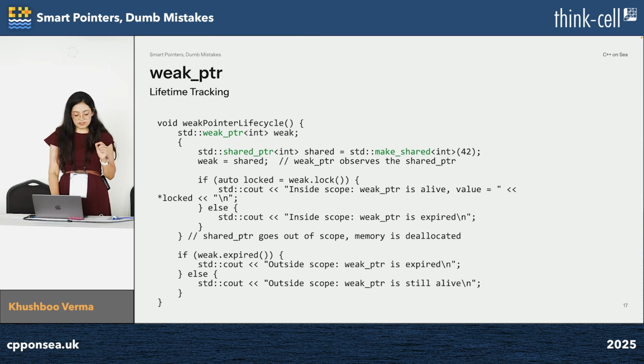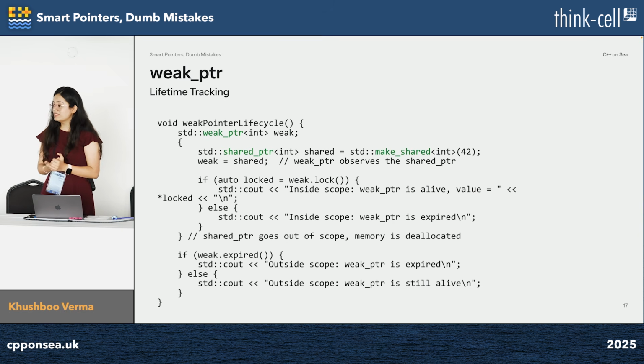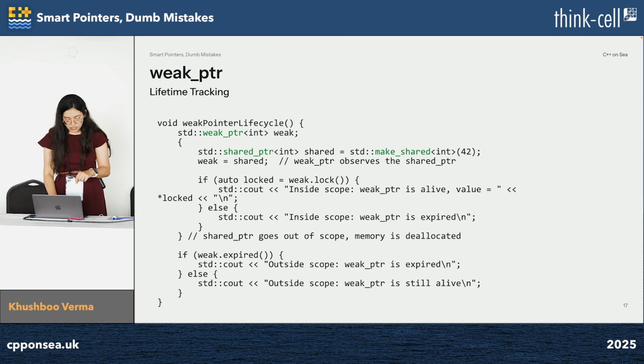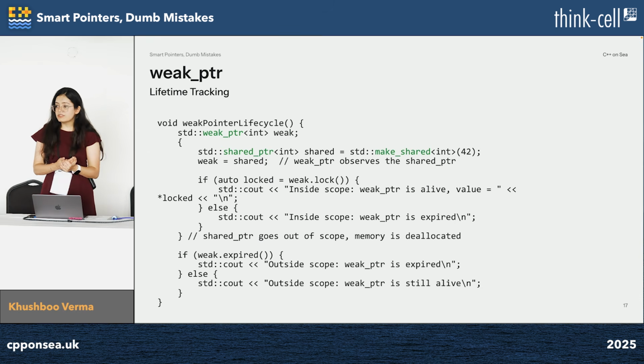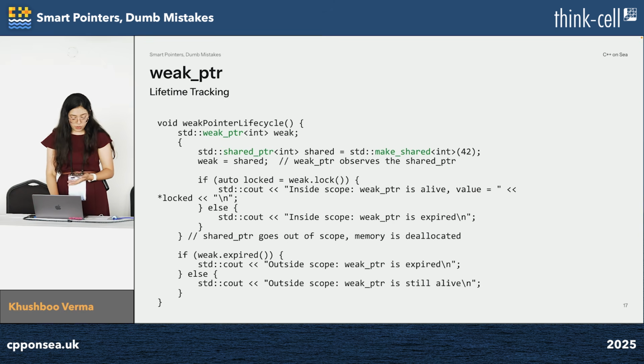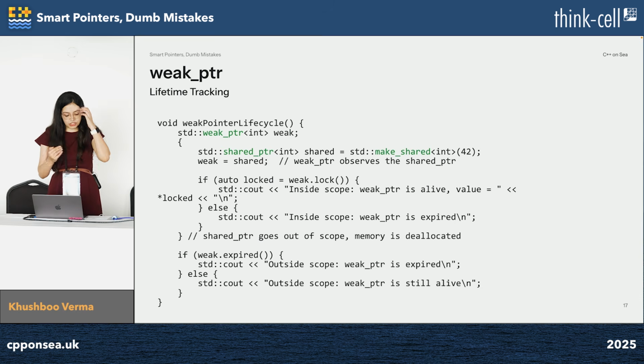And then I'm checking if the lock is still there. If the weak.lock is there, that means my weak pointer is still alive. So I'm going to enter that condition, and let's say I'm just doing some logic. In this case, I'm just printing that I'm inside the scope and the pointer is alive. Otherwise, if the lock returns an empty reference, it means that the shared pointer is no longer alive, and I can see that the weak pointer has expired. After that, the shared pointer goes out of scope, and I can also check if the weak pointer has expired outside the scope as well, and it will tell me if it is expired or still alive.